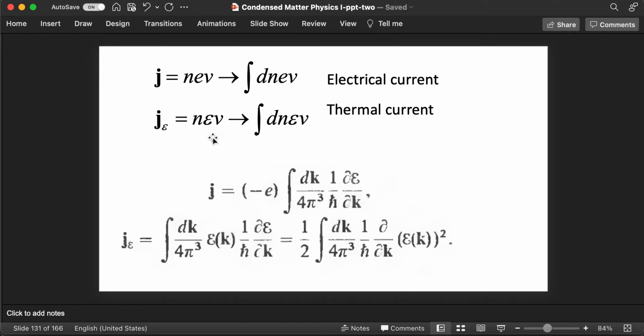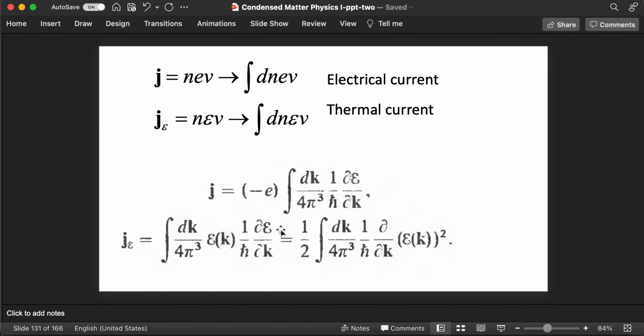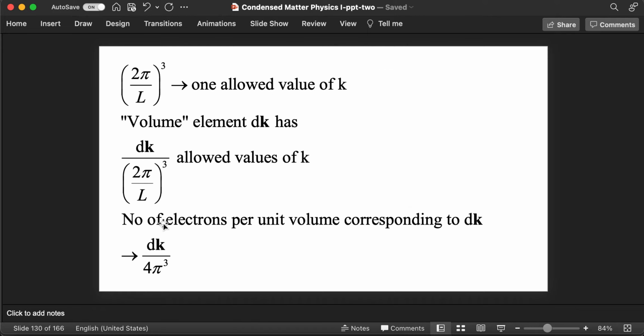So if you are worried about this form, you can go back and check why it is N into energy into velocity. I can rewrite that as an integral like this. Now, if I plug in the expression for dn, basically this is dn, dk by 4 pi cubed. That's the density of states expressed in the momentum space. Earlier we saw the density of states in terms of energy, but this is just in the momentum space. So this is basically dn.